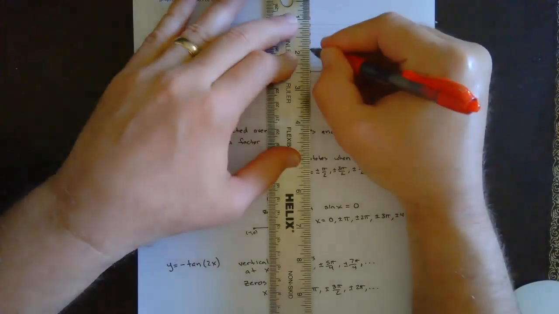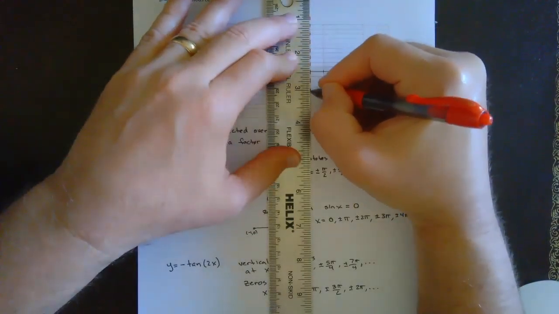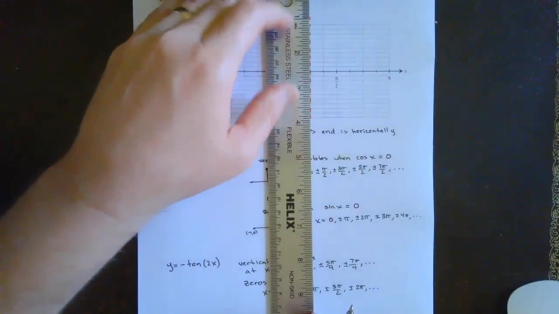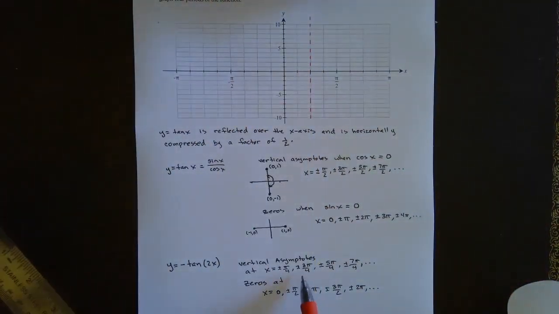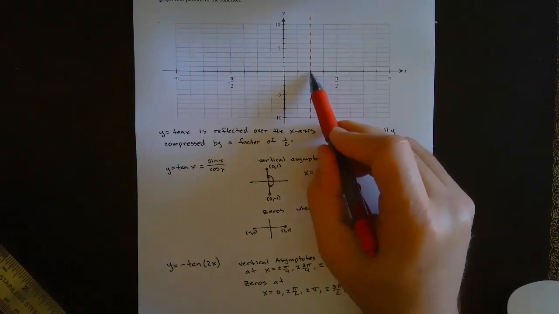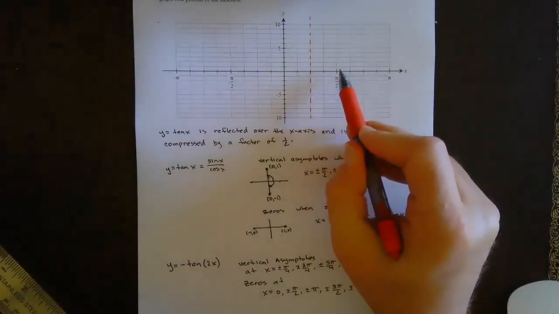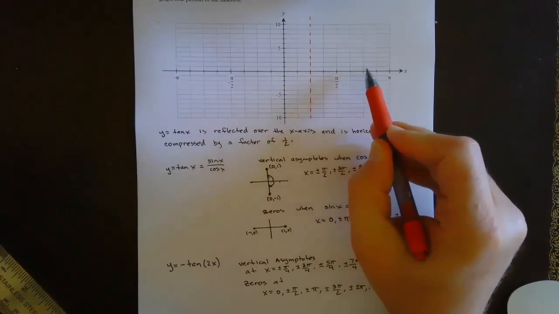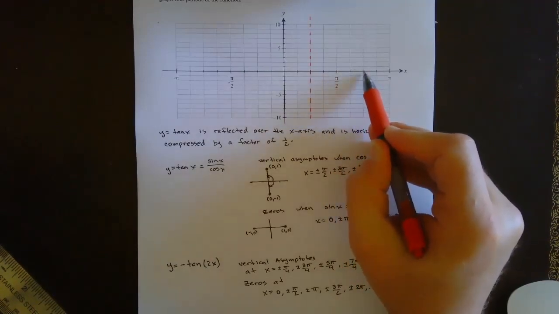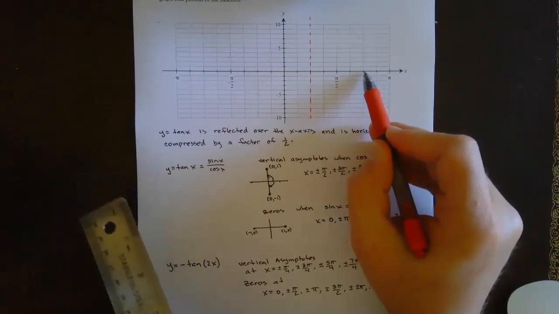So I'm going to draw that in. I have one at 3 pi over 4. Okay, so this would be 2 pi over 8, 3 pi over 8, 4 pi over 8, 5 pi over 8, 6 pi over 8, but 6 pi over 8 is really 3 pi over 4. Okay, so we have another vertical asymptote right there.